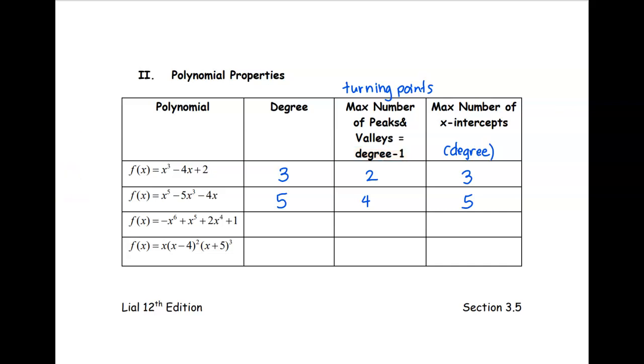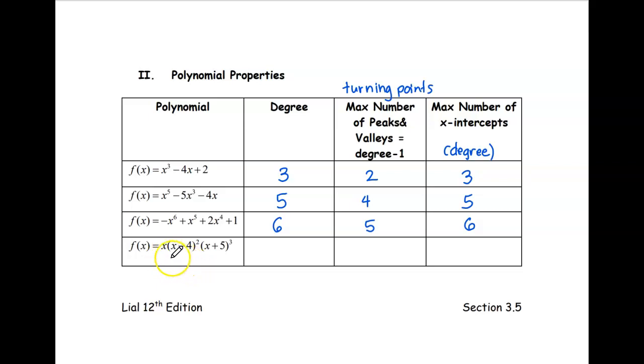Now let's take a look at the third function here. For the third function, the leading term is negative x to the 6th. Therefore, the degree of this polynomial function is equal to 6. The maximum number of turning points is equal to 5. And the maximum number of x-intercepts is 6.